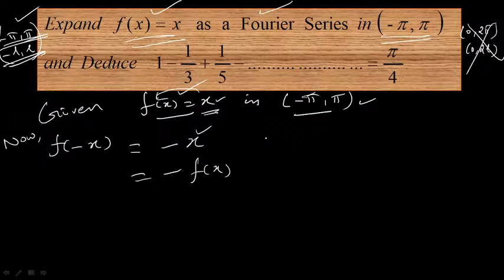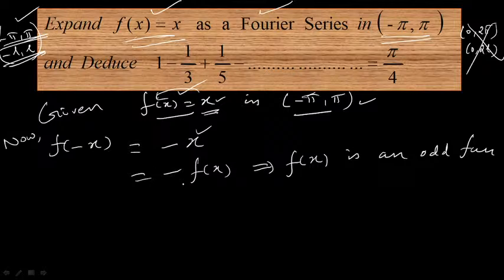So f of minus x equal to... which means f of x is an odd function, isn't it? How? Because whenever you see the result f of minus x equal to minus f of x, that gives me a result that f of x is an odd function. Instead of that, if you get f of minus x equal to plus f of x, that means it is an even function. So here we get f of minus x is equal to minus f of x. If so, the given function is of odd type.